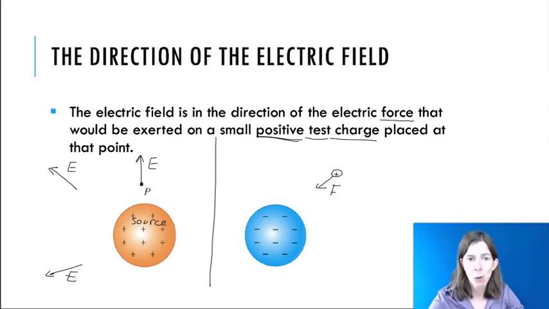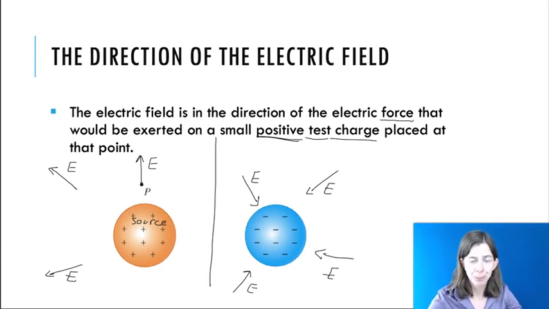Since the force experienced by this test charge is down and to the left here, this means that this charge is producing an electric field in that same exact direction. So using the same logic, we can see that the electric field always points toward a negative charge, and it always points away from a positive charge.